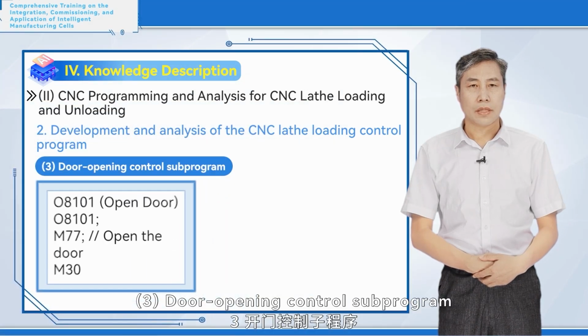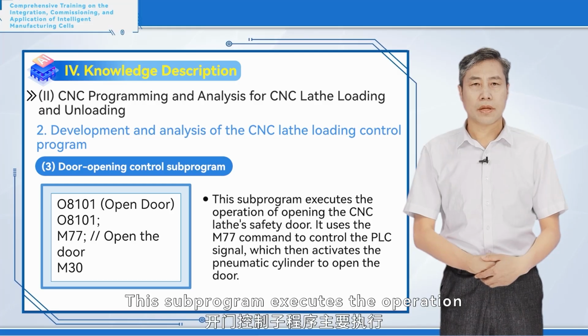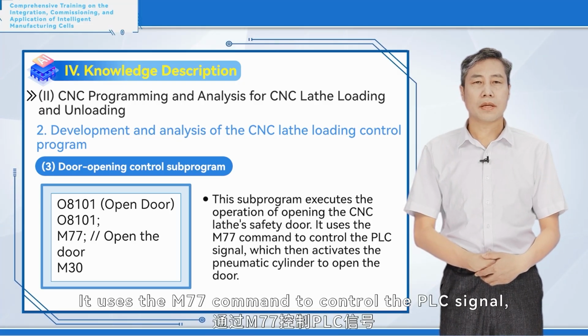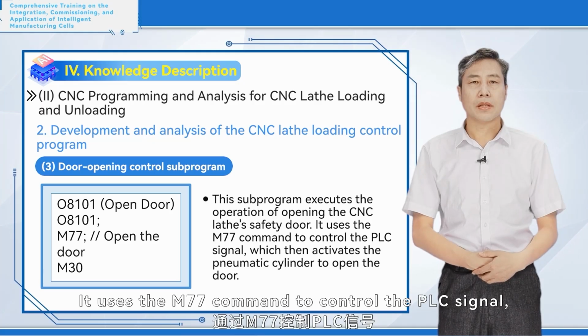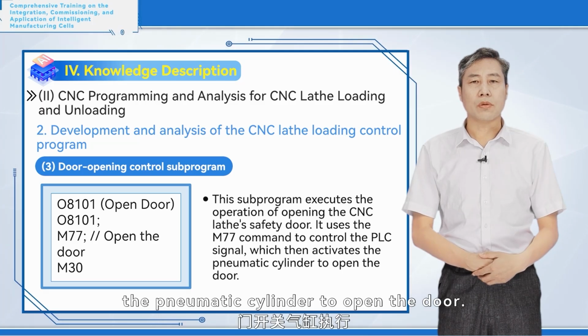3. Door opening control subprogram. This subprogram executes the operation of opening the CNC lathe's safety door. It uses the M77 command to control the PLC signal, which then activates the pneumatic cylinder to open the door.